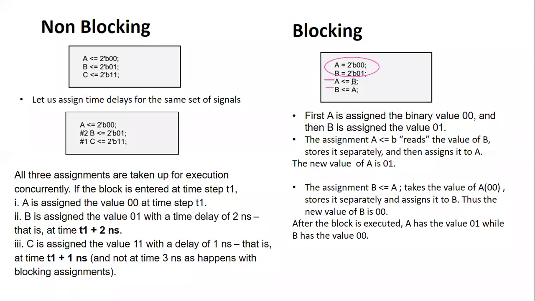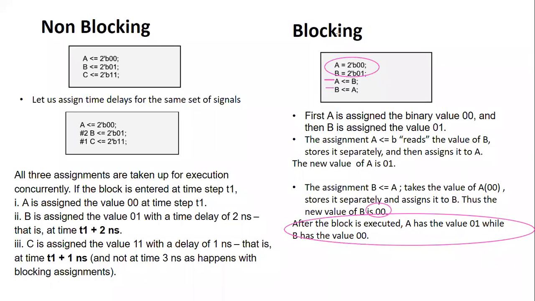If both are executed simultaneously, what happens? A is taking the value of B. What is the value of B? B is 01, so 01 moves to A. Again, A is moved to B. Simultaneously, it is executed. So what is the value of A? A is 00. So the new value of B will be 00. After the block is executed, A will have the new value 01. The new value of B will be equal to 00. This is how non-blocking works.